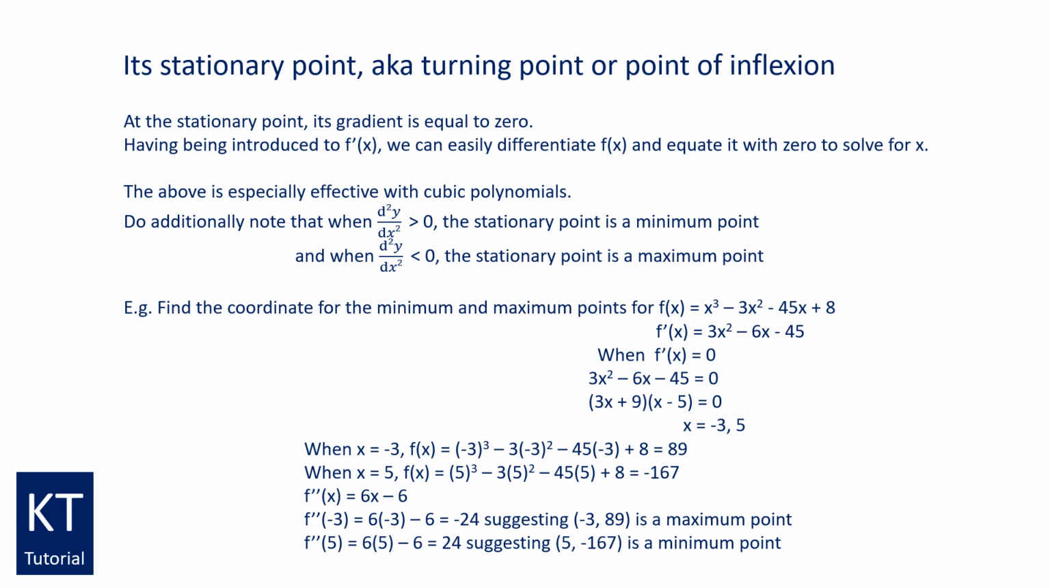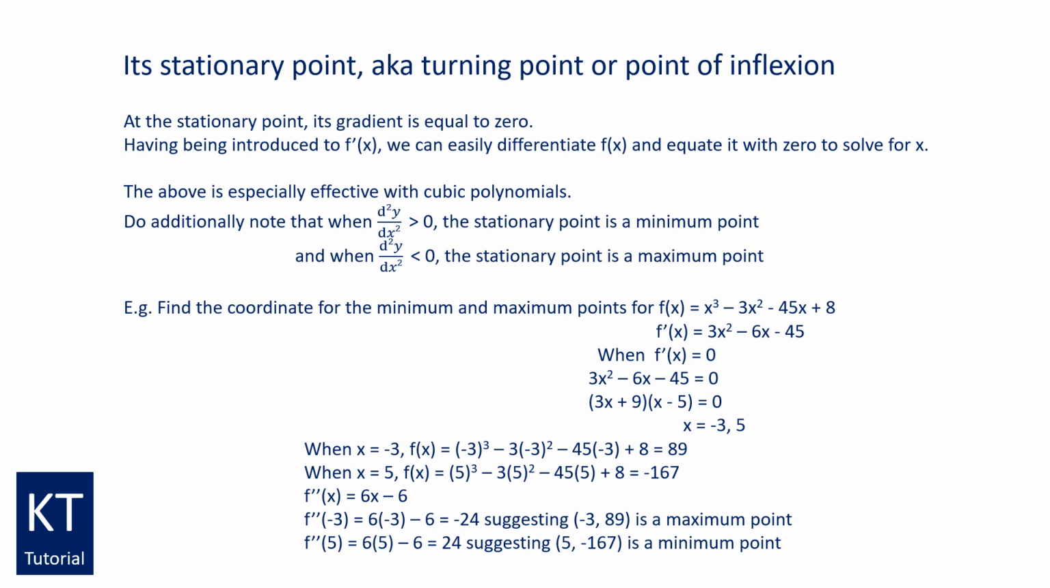I wish to repeat that at the stationary point, its gradient is equal to 0. And having been introduced to its first derivative, we can easily differentiate the function and equate it with 0 to solve for x. This is especially effective with cubic polynomials or polynomials of higher order. Additionally, it is to be noted that when the second derivative is larger than 0, the stationary point can be identified as a minimum point. And when its second derivative is less than 0, the stationary point is the maximum point.